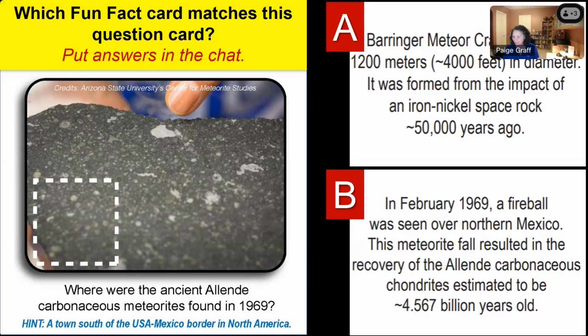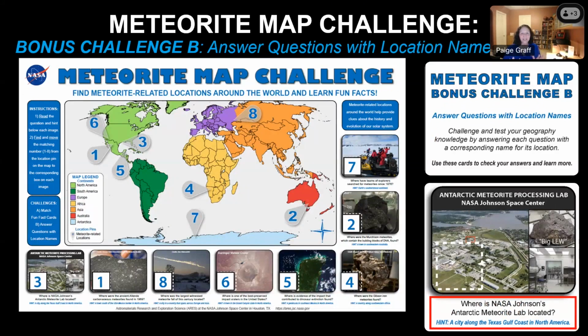And in this case, that common answer, and someone self-corrected, absolutely is B. So again, a little bit of information helping even learners see, oh, this Allende carbonaceous chondrite is estimated to be 4.567 billion years old. So that's self-correcting, and that little bit of learning and a little bit of reading can go a long way. Awesome. So that's bonus challenge A, and that can be used probably within a classroom environment where you really want to encourage those students to do some reading.